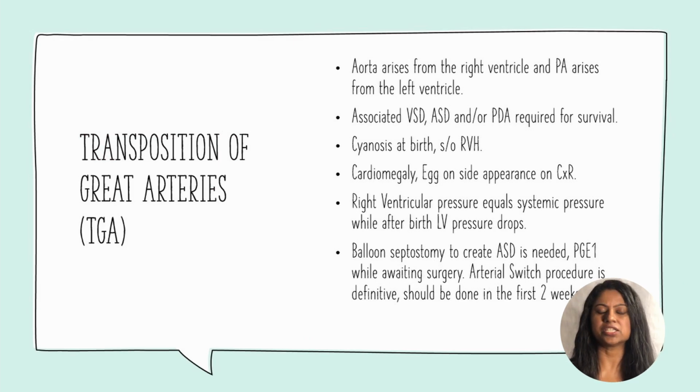Transposition of great arteries is a condition where the aorta arises from the right ventricle and the pulmonary artery arises from the left ventricle. Associated conditions are either ASD, VSD, or PDA, which are essential for survival. Transposition of great arteries presents with cyanosis right at birth. X-ray will show the typical appearance of egg on side. Temporary measures like prostaglandin E1 and balloon septostomy can be life-saving. Definitive treatment is by arterial switch procedure, which should be done within the first 2 weeks of life.